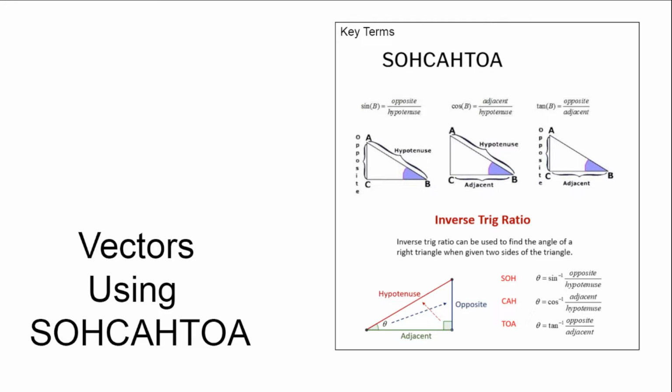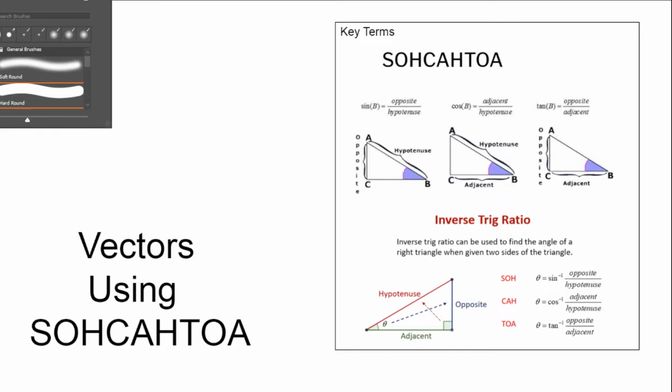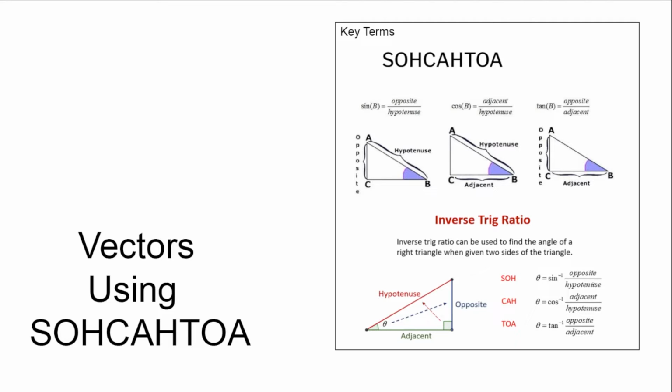So if we're using our opposite, let me just set this down a little bit. That's better. Okay, so our opposite, let's say it's going to be 7. If I can draw 7.